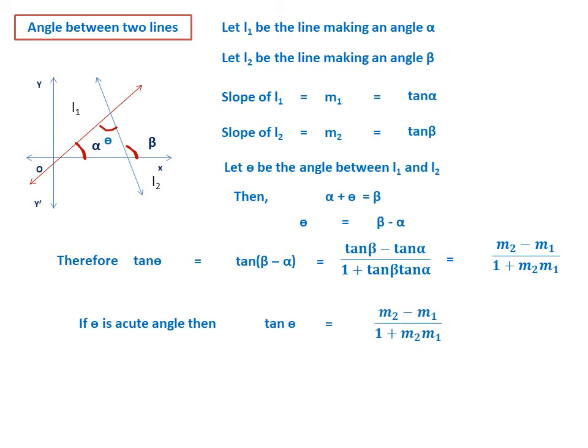In this case, what you have to do is ignore the sign. So we have to put mod. That means, if you get a negative value, you take only the positive value, and that positive value will give you the acute angle, because there will always be two angles, a linear pair. One is an acute angle, one is an obtuse angle. So this is the formula. Therefore, you have to remember this formula: tan theta equals mod of m2 minus m1 by 1 plus m1 m2. So this is the angle between lines.